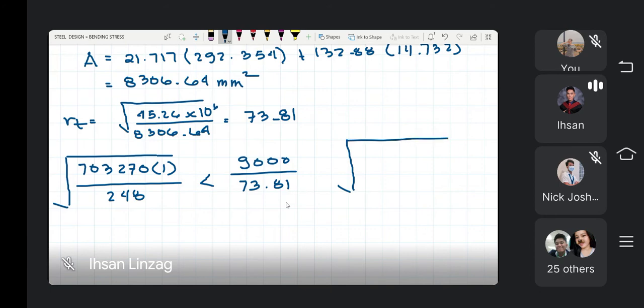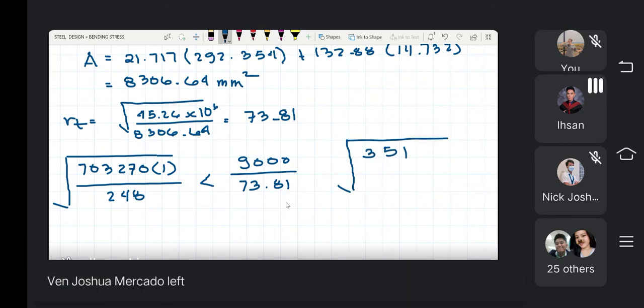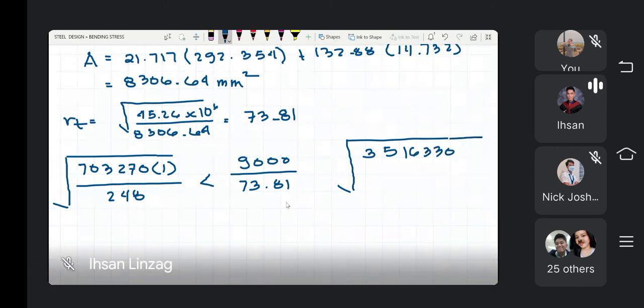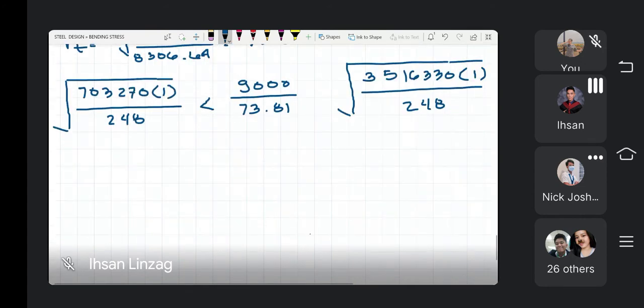Then ito, hindi pa natin alam to. This is 3516330 times CB. Ang CB natin is equals to 1, all over 248. So ano yung unang value? Yung first one, the first one. 55, sir. Ilan? 53 point? 25, sir.